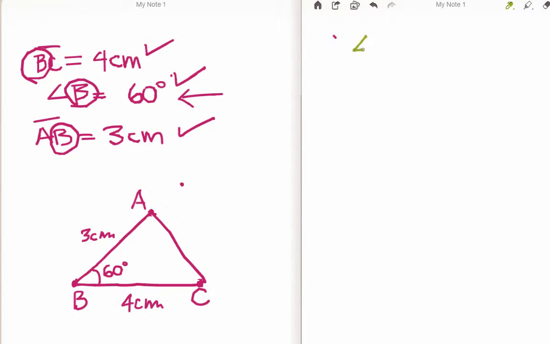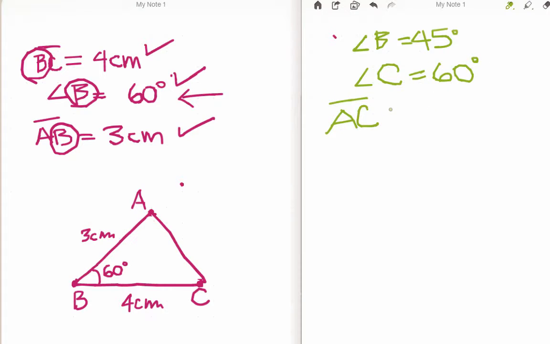Okay, this time the information we've been given is angle B equals 45 degrees, angle C equals 60 degrees, line segment AC equals 4 centimeters. All right, now let's think through this. Where would we want to start? Stop and write the answer, and let's see if you're right. Okay, well, I would like to start with an angle first, and since there's a connection between the angle and this line segment, I want to start with angle C instead of starting with angle B. All right, so let's go ahead and give that a go.